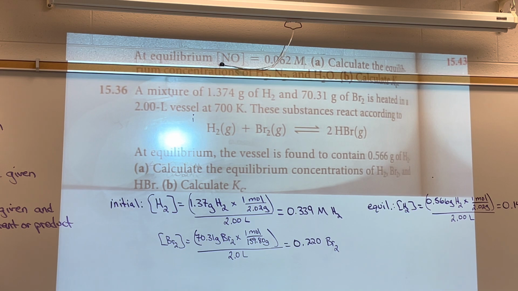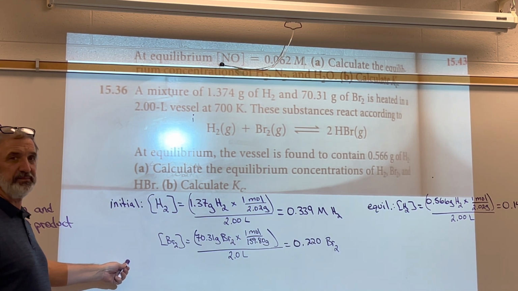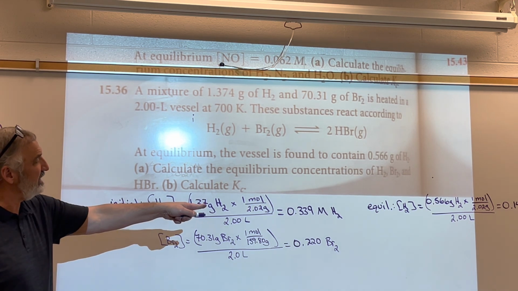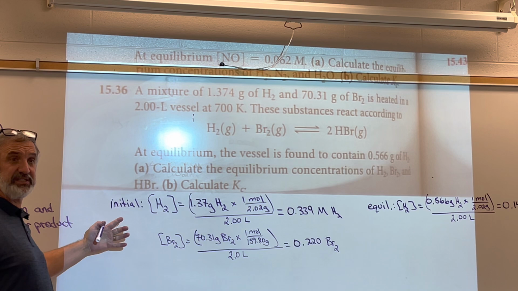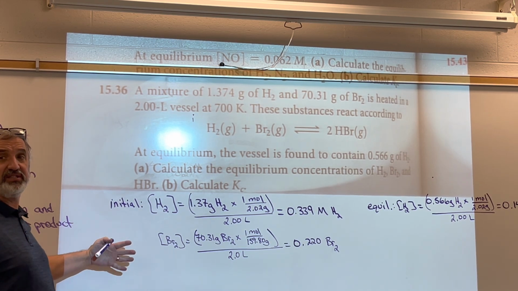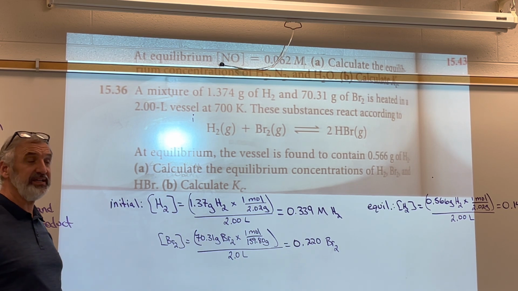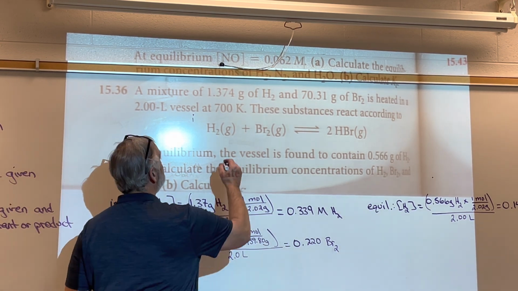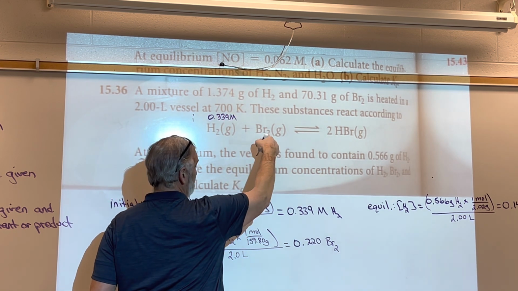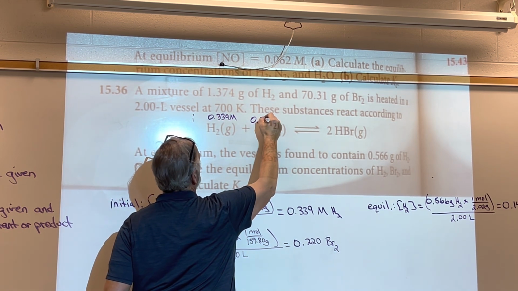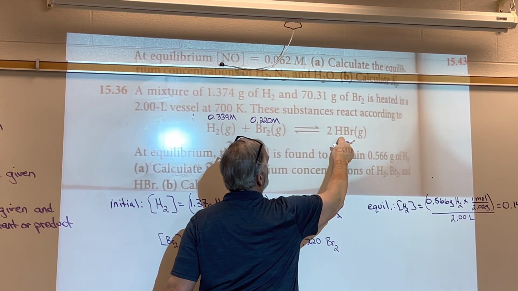All right, so I have calculated the initial concentrations, okay? There is my equilibrium concentration of H2 based upon the given. Are we all solid with my calculations there? Solid. So now we do our ICE table. We have our initial concentration, 0.339 molar. We have 0.220 molar. And how much of this? Zero.